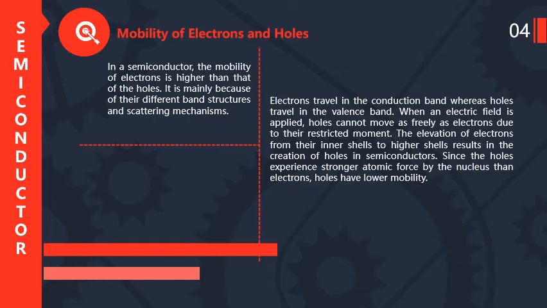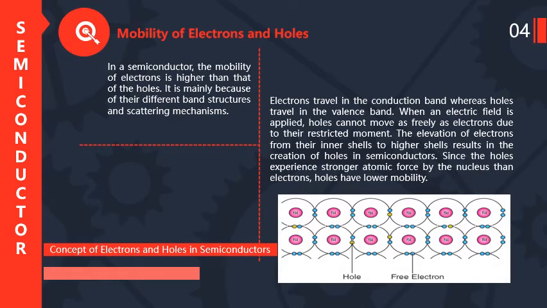When an electric field is applied, the holes cannot move freely because the size of the hole is large. We suppose the size of the holes is large compared to the electrons, so holes cannot move as freely as electrons due to their restricted movement. The elevation of electrons from their inner shell to higher shells results in the creation of a hole in a semiconductor. Since the hole experiences a stronger atomic force by the nucleus than the electron, holes have lower mobility.